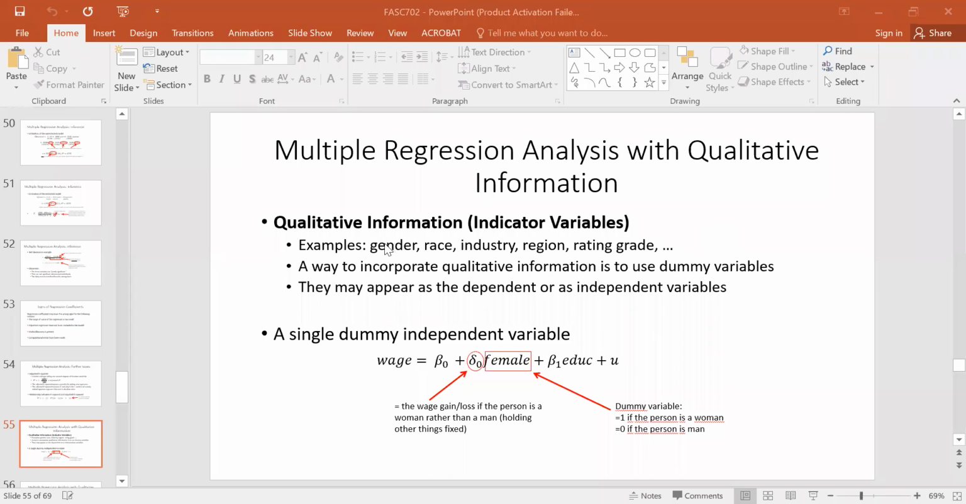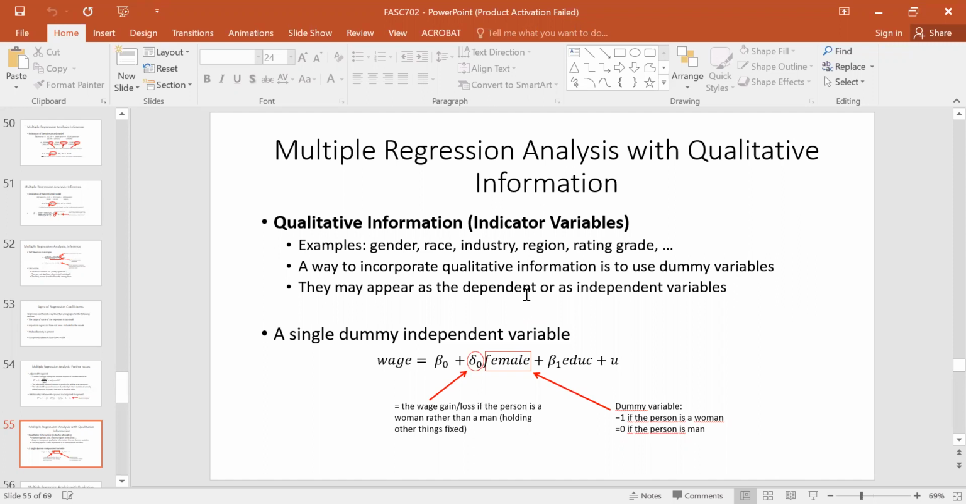Qualitative, for example, gender, race, industry. Somebody's gender is male or female. That variable, male or female, is not coming in a quantitative manner, it's qualitative. Okay, nominal. Then what is your race? Black, white, and so on. These are also not quantitative. So how do you capture them? Because the regression framework was actually designed for quantitative variables.